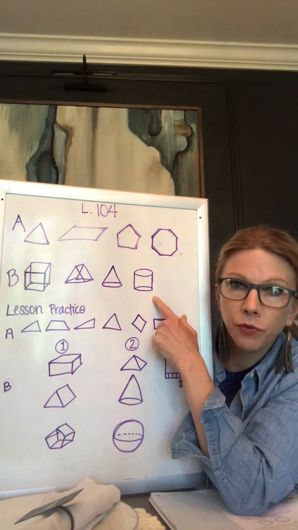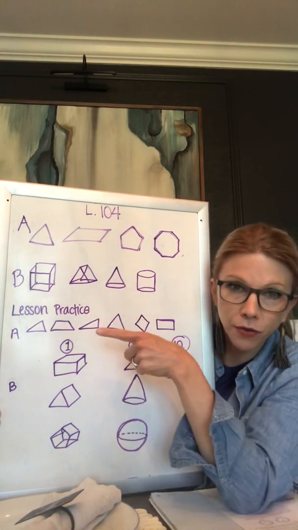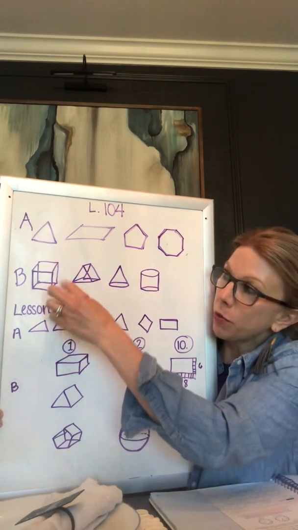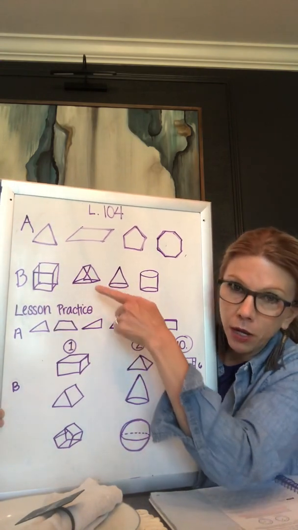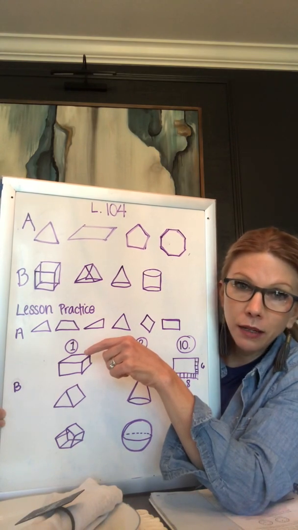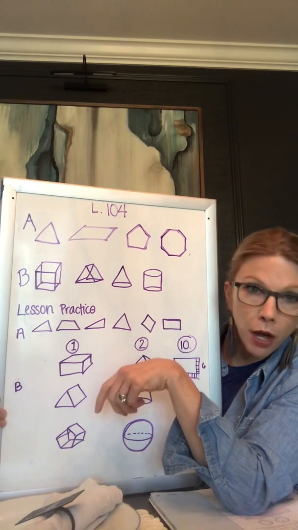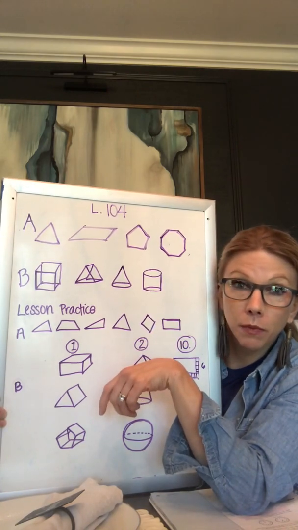And hopefully you guys remember the names for each of these, but this is a cube. All sides are the same. The measurement of each and every side is the same. Right here I have a triangular prism. It kind of looks like a tent, which makes me want to go camping. Right here I have a cone. Maybe that makes you want to eat some ice cream.